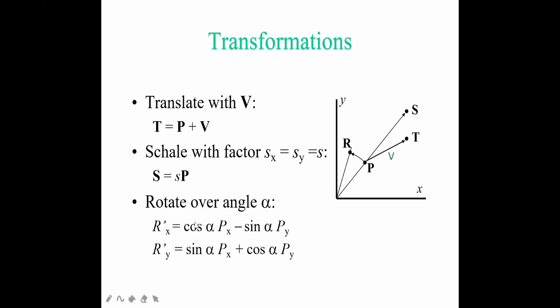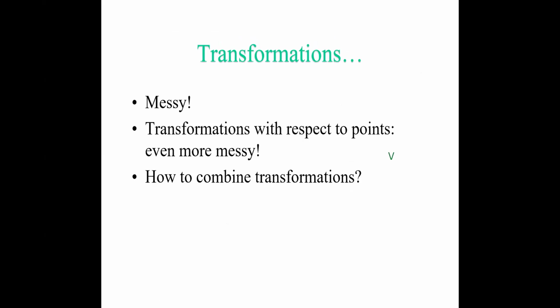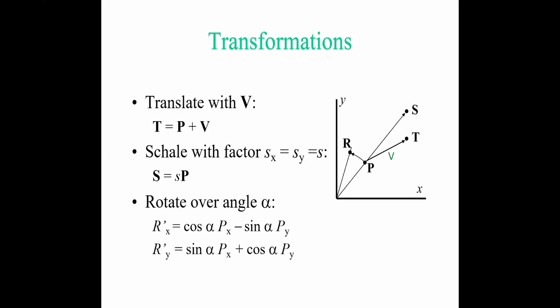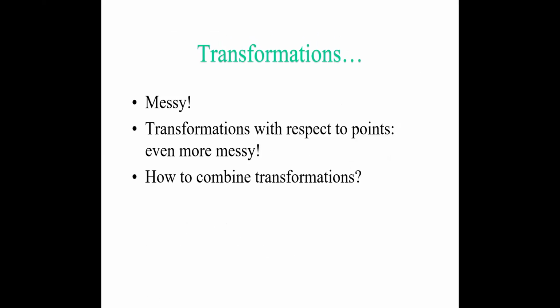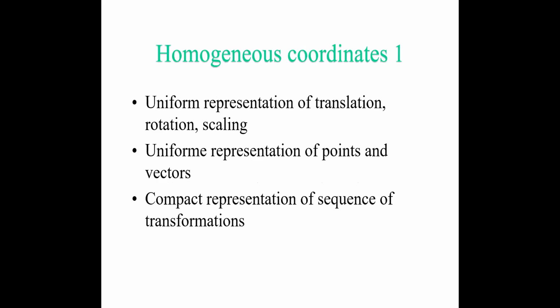So here I have applied three things over one point. Now next, let's see how we can find all these things in an easier way, without changing any other points or anything else. If we do everything at a time, it will be very messy, and with respect to the points it will be very difficult. Then how can we combine all the transformations?